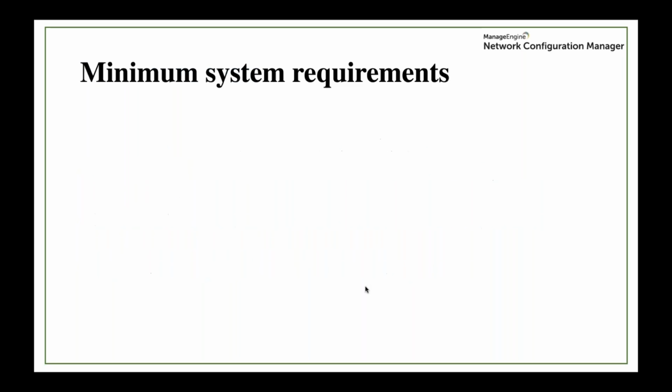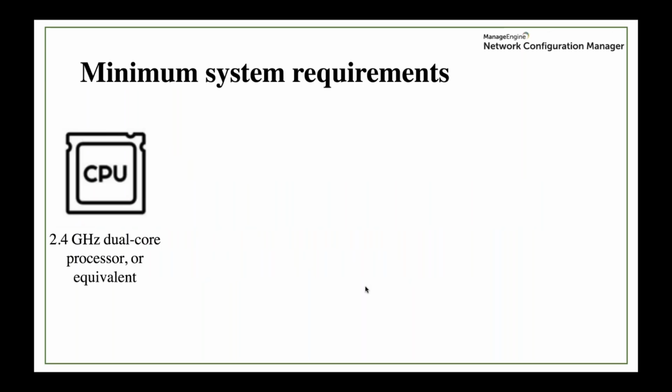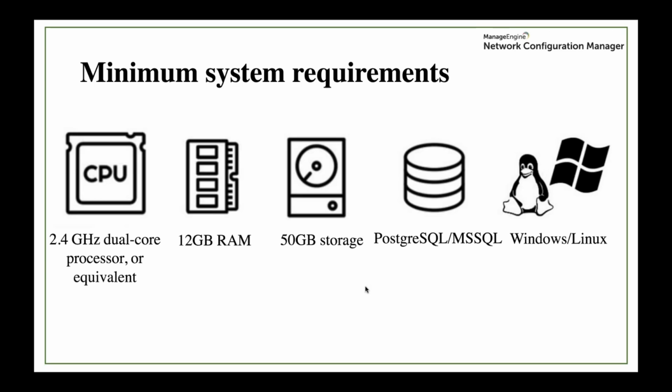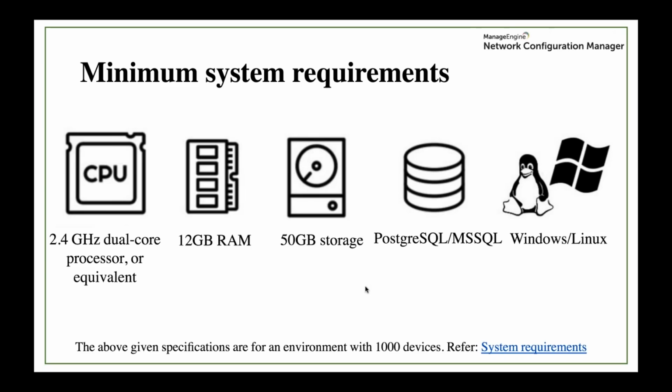With that said, let's see the minimum requirements for NCM to be installed in your network. You would need a 2.4 GHz dual core processor, 12 GB RAM, and 50 GB storage. NCM comes with an inbuilt PostgreSQL, but if you would like, you can also use MS SQL. And NCM runs on both Windows and Linux servers. All of these requirements are for an environment with 1000 devices.